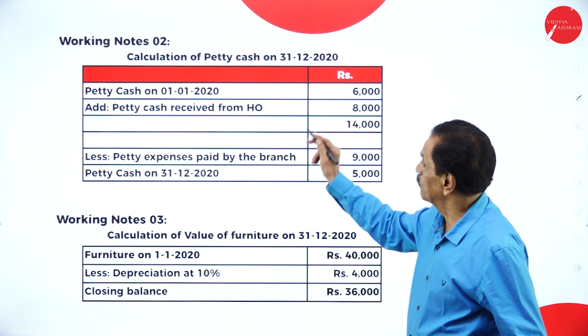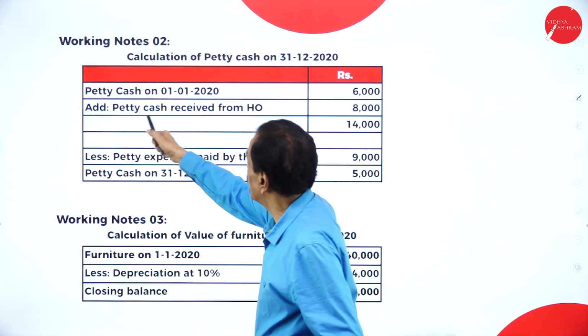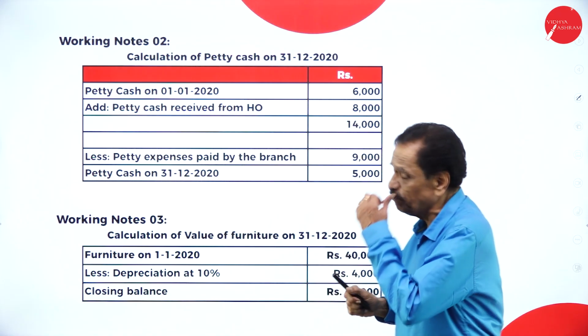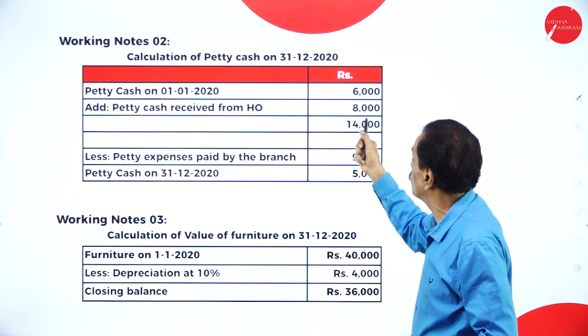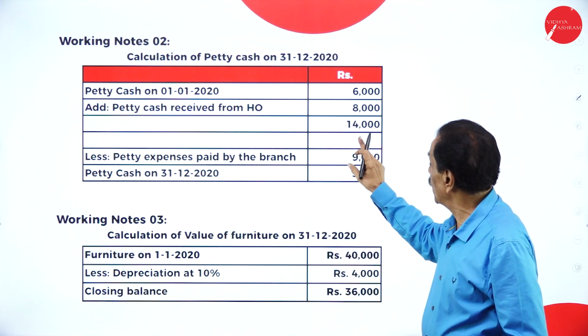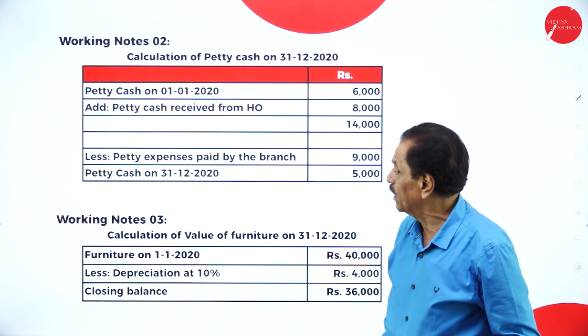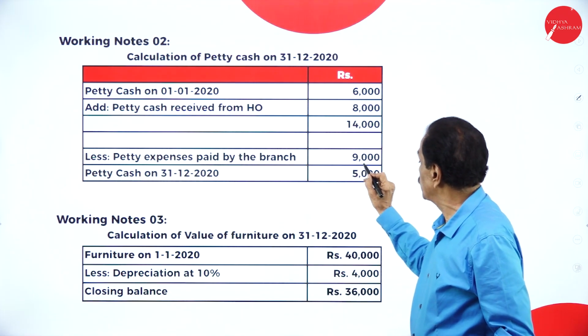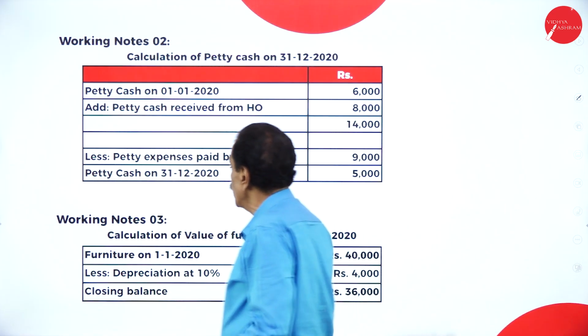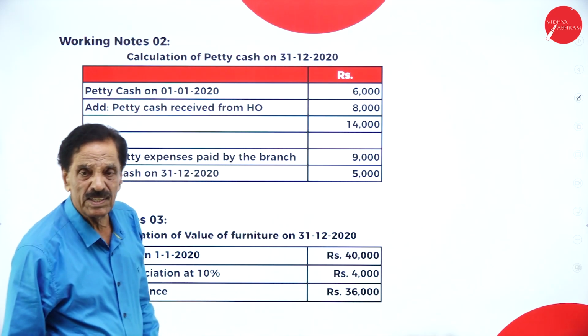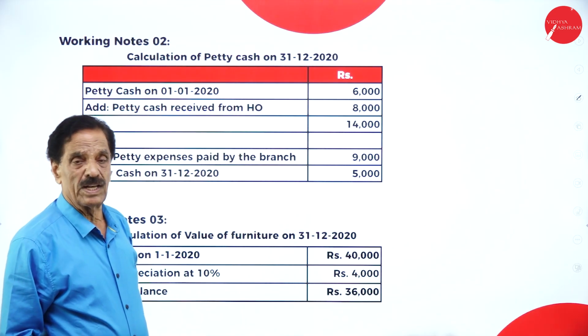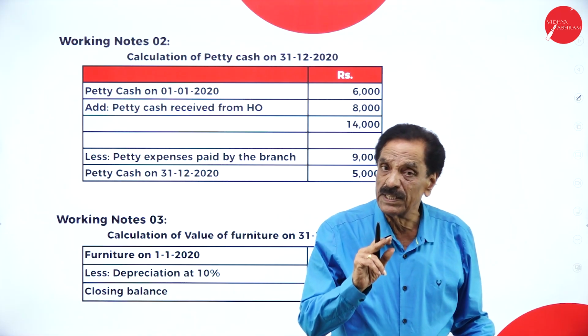Come back to working note number 2. Your petty cash at the beginning is 6,000. We received from the head office 8,000. The total amount available is 14,000. We can spend to the extent of 14,000, but expenses paid at the branch are only 9,000. So we have not utilized 5,000. That is left with the branch only. This is called closing petty cash.